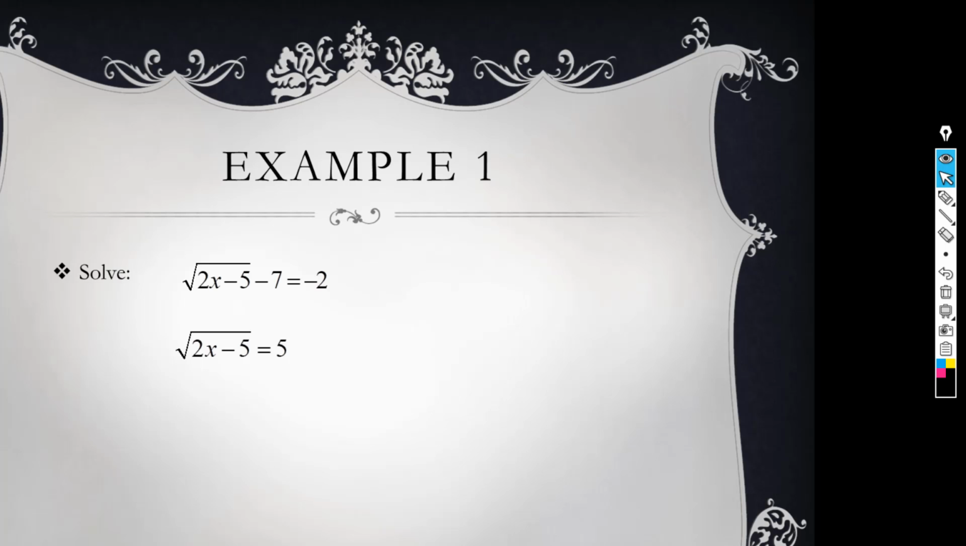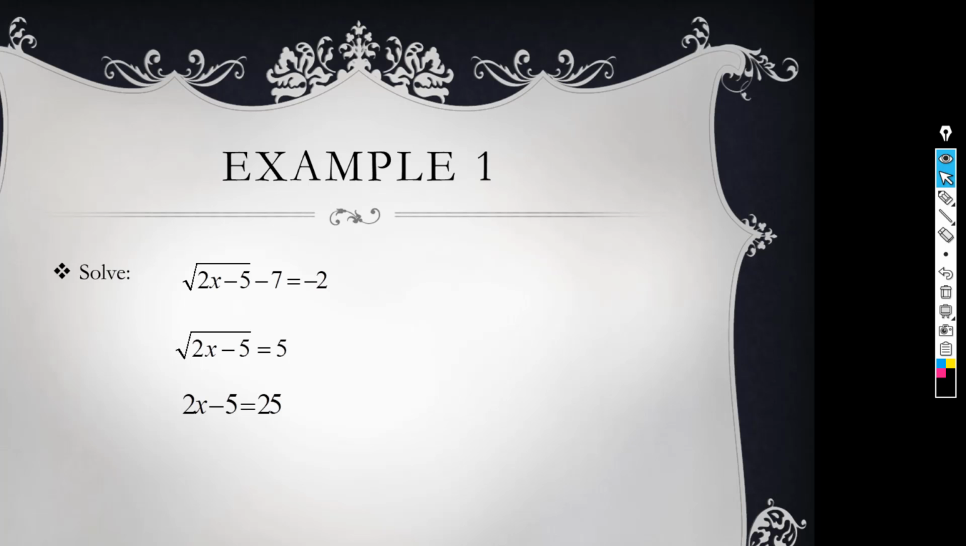Now once you have it isolated, you want to square both sides. Anytime you square a square root, it simply gives you the expression under the radical. So squaring the radical 2x minus 5 will give me 2x minus 5. Squaring the 5 will give me 25. So that gives me 2x minus 5 is equal to 25.